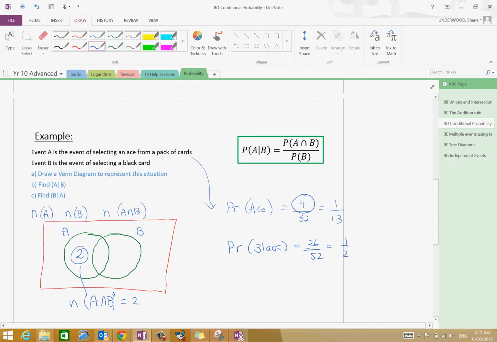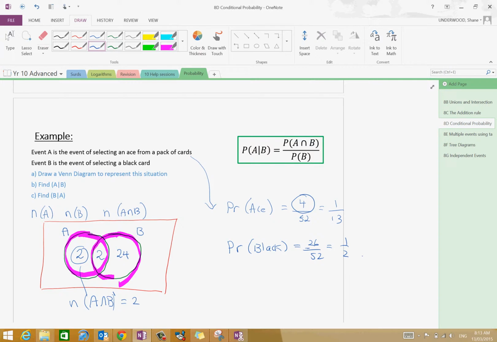Now, what about B? How many cards are black, but they're not aces? Well, there's 26 blacks. Take out 2, there is 24. And therefore, there's also these 2 in here, because we know that we have 4 aces and we know we have 26. You can see there that this adds to 26, and we can see that this adds to 4. So we've now drawn a Venn diagram for the situation.